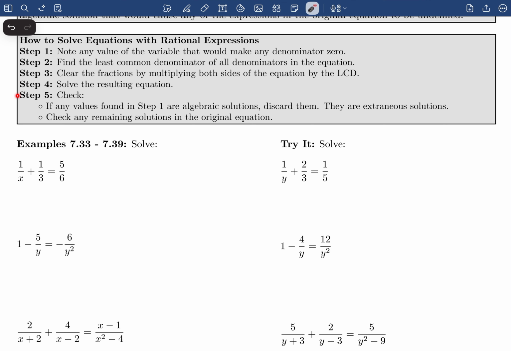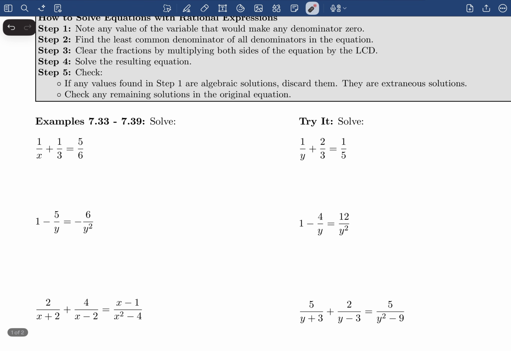And step five, check. You can check to see if your solutions work in the equation. If any values found in step one are algebraic solutions, discard them. They are extraneous solutions, okay, because they cause the denominator to be zero. But any remaining solutions, go ahead and plug them into the original equation to check to see if you're right.